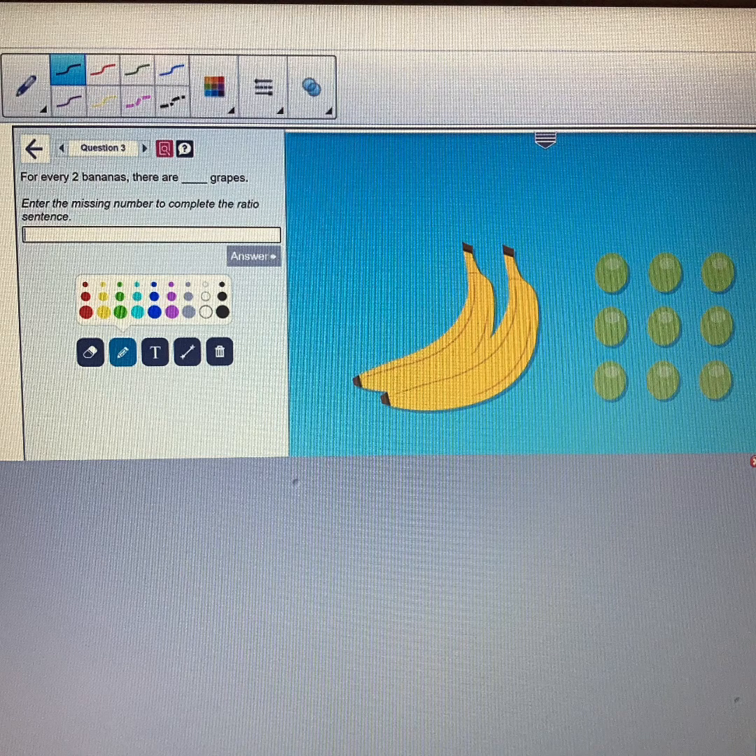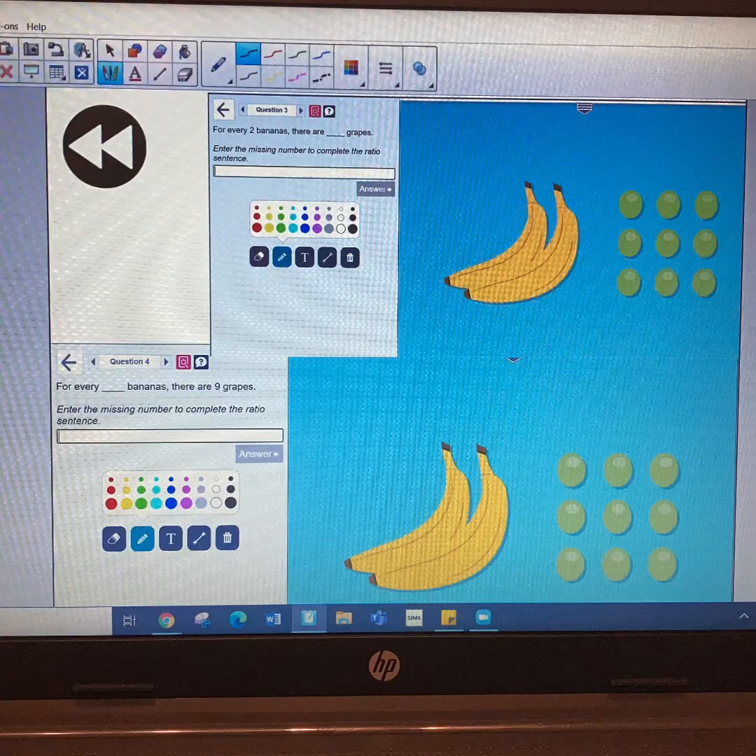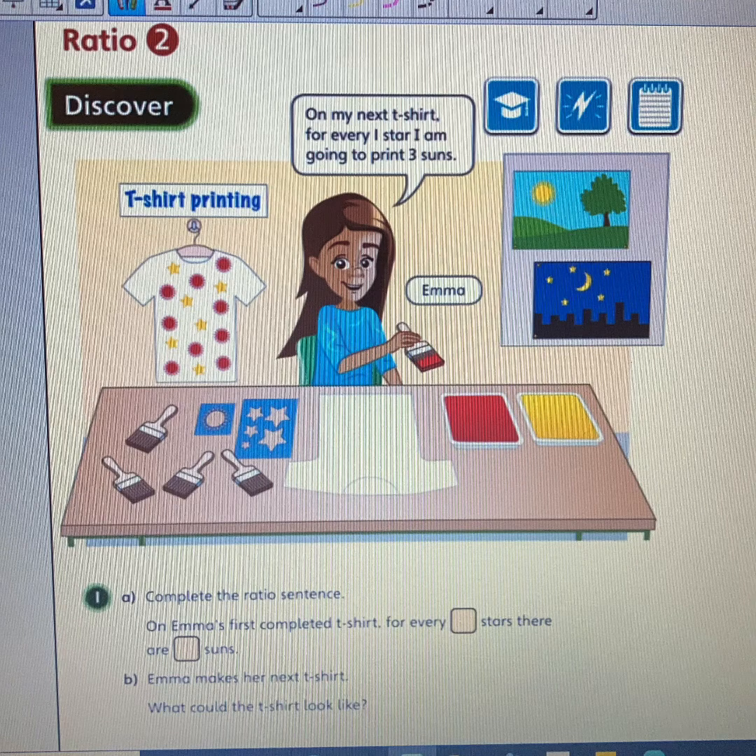Next one. For every 2 bananas, there are how many grapes? And if you've done that one, number 4, for every something bananas, there are 9 grapes. Can you fill in the missing numbers? Well, hopefully you can see that these two ratios are just the opposite of each other. So for every 2 bananas, there are 9 grapes. You could also say for every 9 grapes, there are 2 bananas. Okay, it works both ways round. Well done.